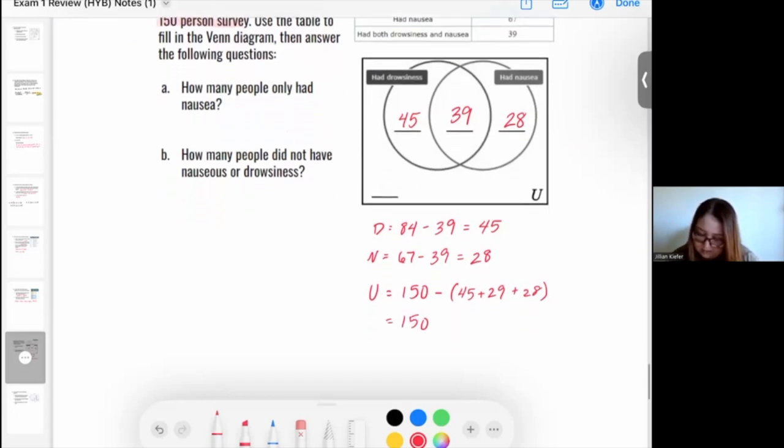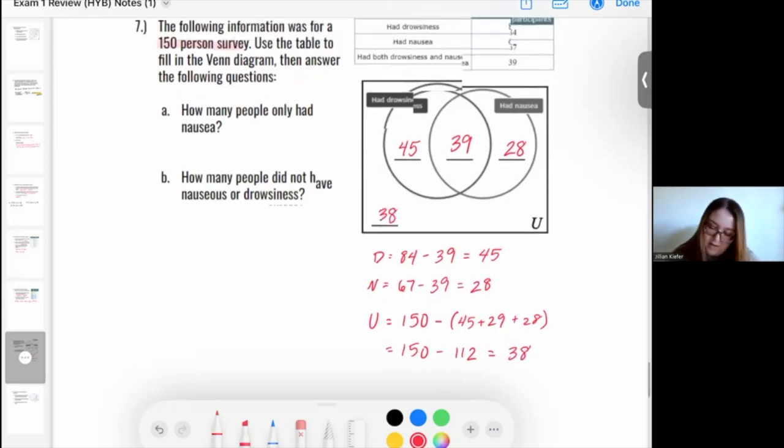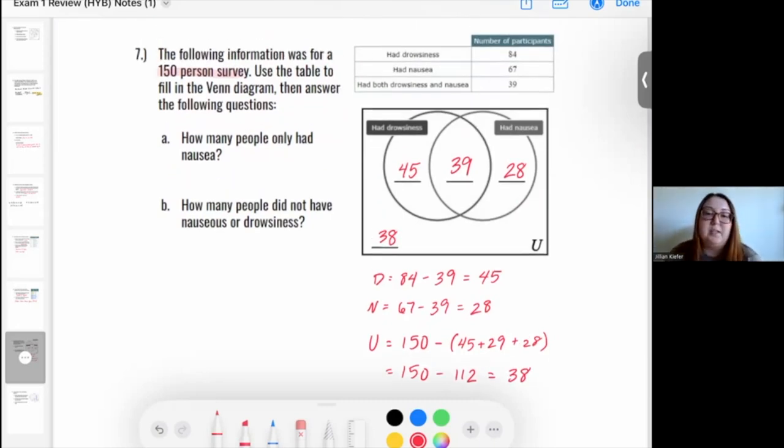Get 150 minus 112. 45 plus 29 plus 28 is 112. So 150 minus 112 leaves us with 38. So 38 people didn't have either symptom.